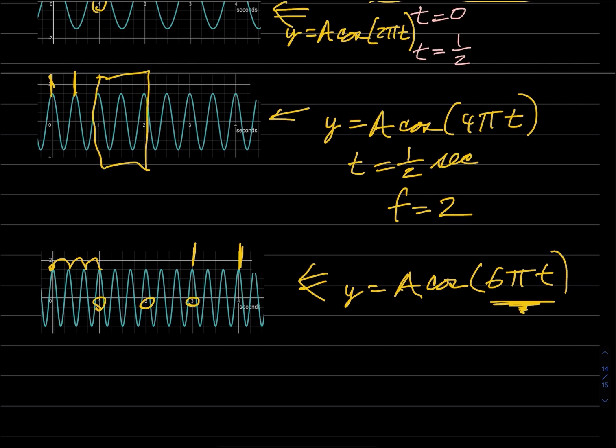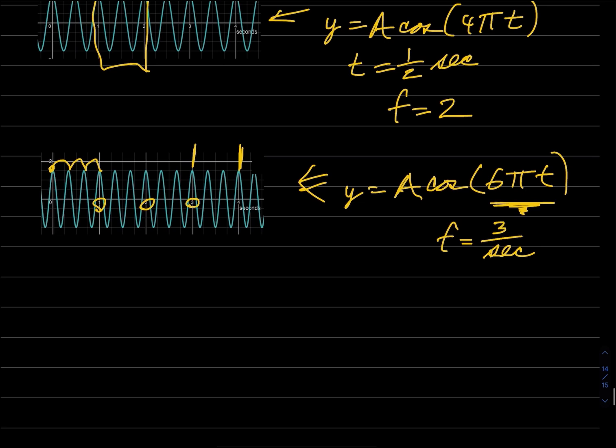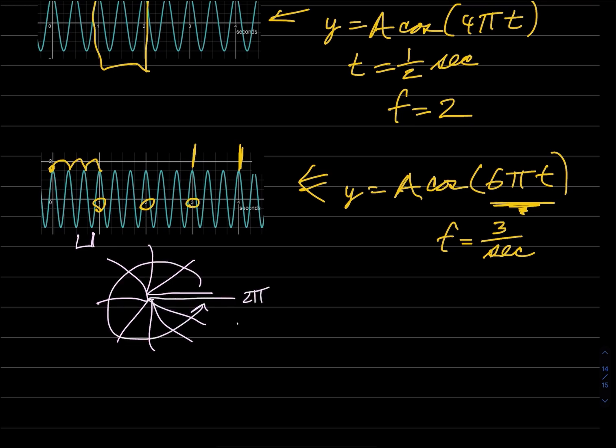So that's the equation of this chart. And our frequency equals 3 per second. Now, a long time ago, we discussed that since a frequency is one entire cycle, and one entire cycle is an angle moving through 2 pi, the angular speed of this chart equals 2 pi times the frequency.